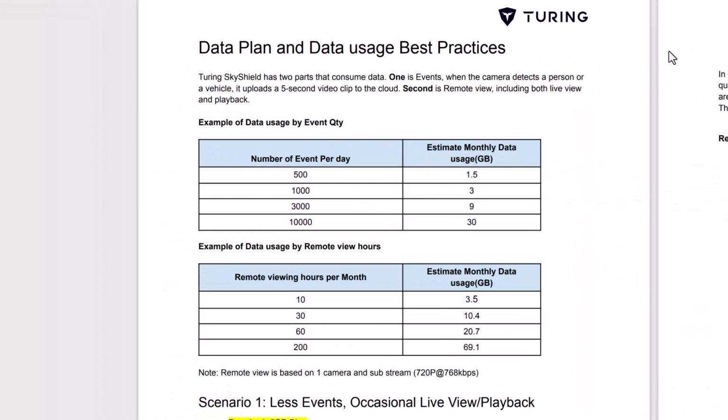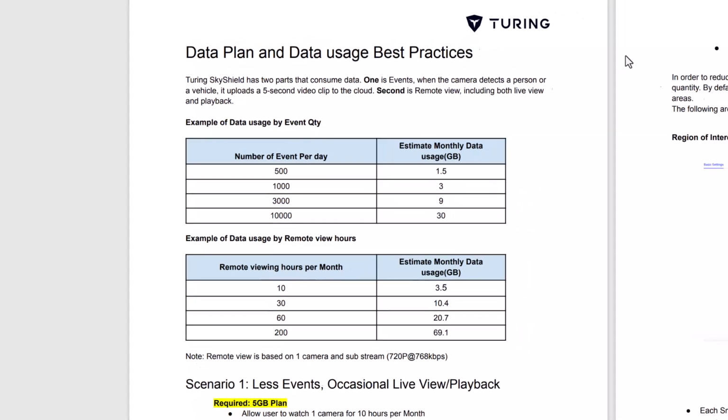As an example, if you have 500 events per day, your monthly data usage is probably going to be about 1.5 gigabytes. But if you have 10,000 events per day, then your estimated data plan is going to be 30 gigabytes. And you have to factor in the number of remote viewing hours per month. So say you have 500 events per day and 10 hours of remote viewing, that total is going to be 1.5 gigabytes of data plus 3.5 gigabytes of data, making it a 5 gigabyte data plan.